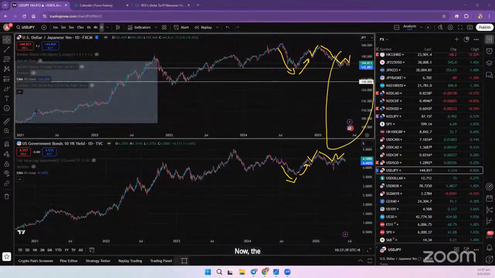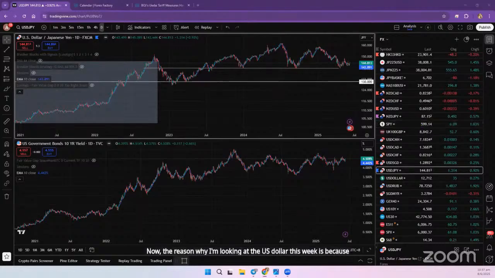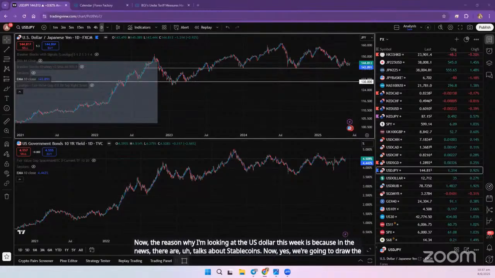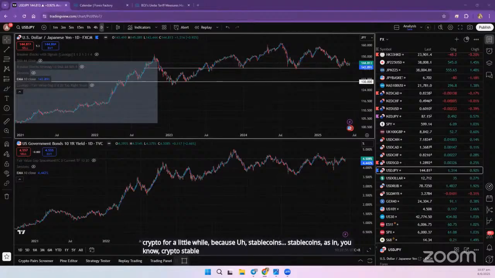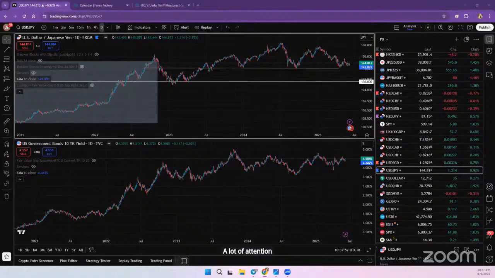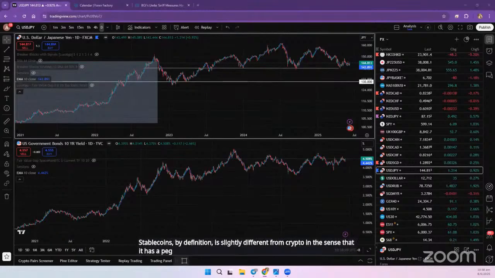Now, the reason why I'm looking at the US dollar this week is because in the news there are talks about stablecoins. Yes, we're going to turn to crypto for a little while, because crypto stablecoins are getting a lot of attention. I think it's because of how stablecoins work that there is a bit of a question mark. Stablecoins, by definition, are slightly different from other crypto in the sense that they have a peg against something. For example, USDT is pegged to the US dollar. With stablecoins, the promise is that a dollar is a dollar.